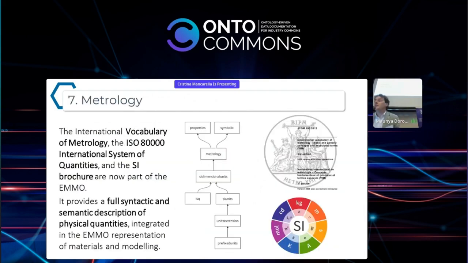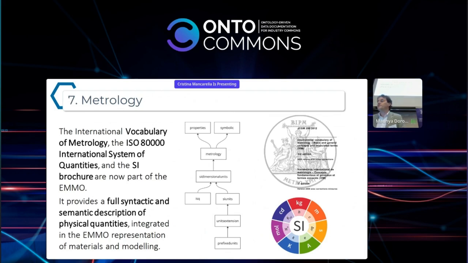Another very important standard that we use is the vocabulary of metrology, which is, again, not a standard from a standard body, but a standard coming from the metrology community, and also the SI system brochure, and also the ISO 80000 that provides the international system of quantity formalization. So we incorporate these concepts and we adapt them, because we had to make some adjustment or some interpretation for these concepts in order to be integrated in the EMMO.